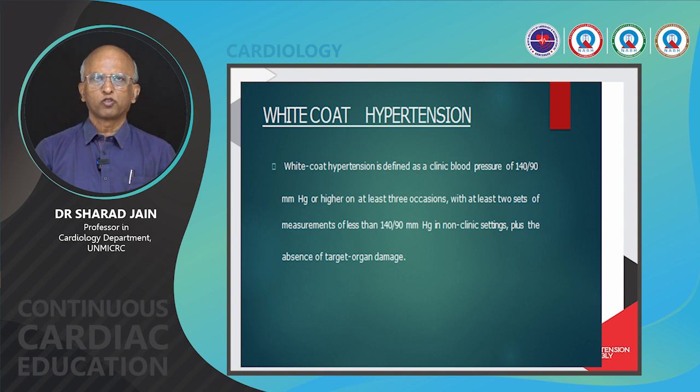So, coming first to white coat hypertension. White coat hypertension is defined as clinic blood pressure of 140/90 or higher on at least 3 occasions, with at least 2 sets of measurements of less than 140/90 in a non-clinical setting, that is in the home setting or any other setting, plus the absence of target organ damage.